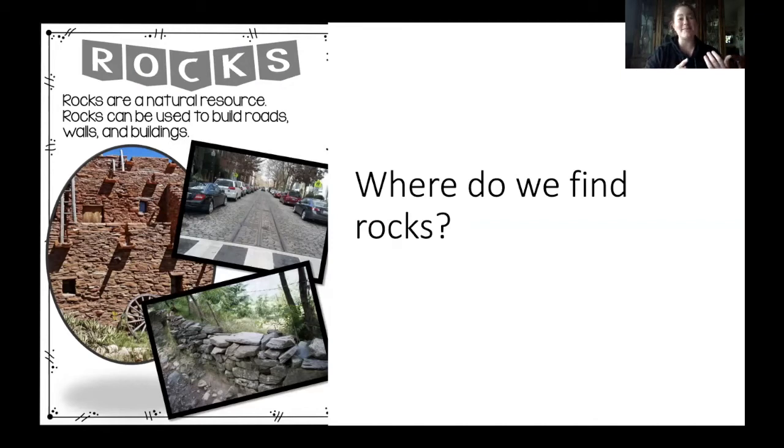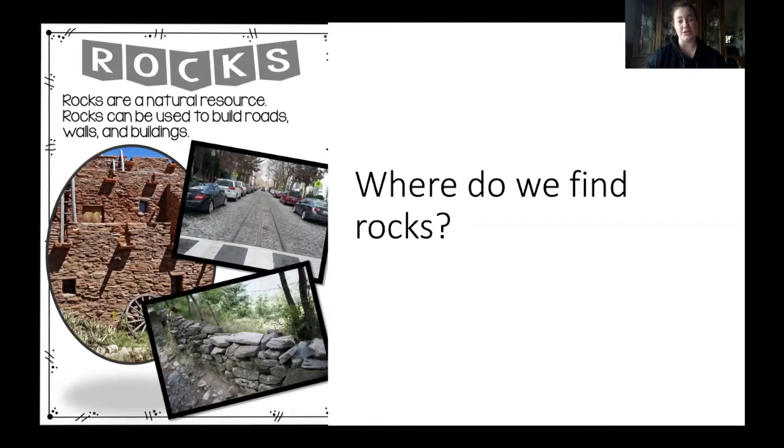We use them sometimes to make silverware or plates, or our minerals come from them. I can see here, here's a road, here's like a brick wall or a rock wall, here's a house. We can find rocks all over when we look outside. And we find that we use rocks a lot. So this is a natural resource that we really, really use. And we don't make it.